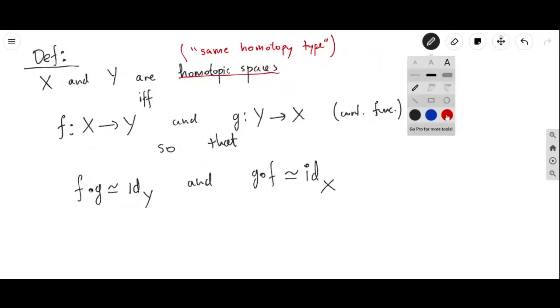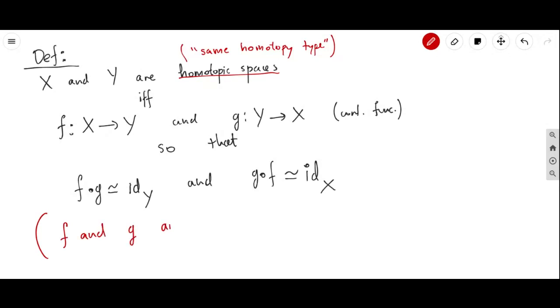And then f and g are called homotopic inverses. So they're sort of like inverse functions, but not quite, because they're not equal to the identity. There's a homotopy to the identity.